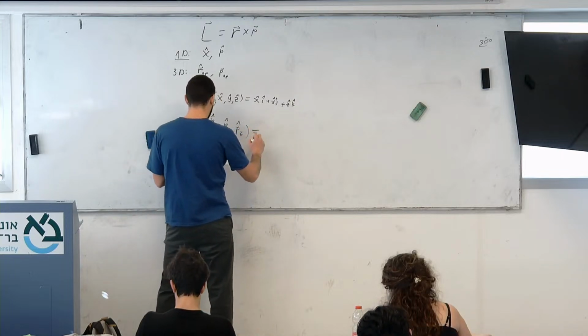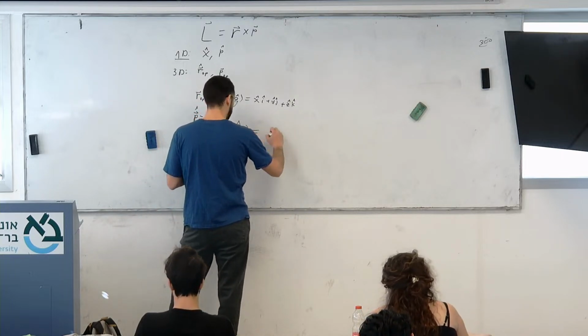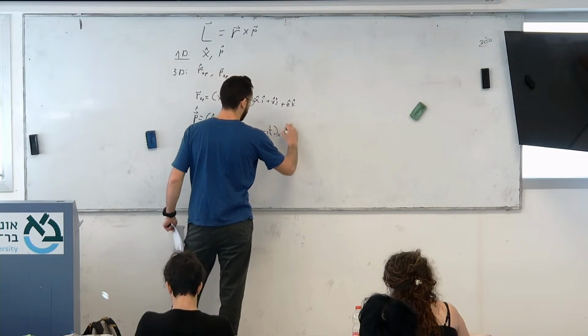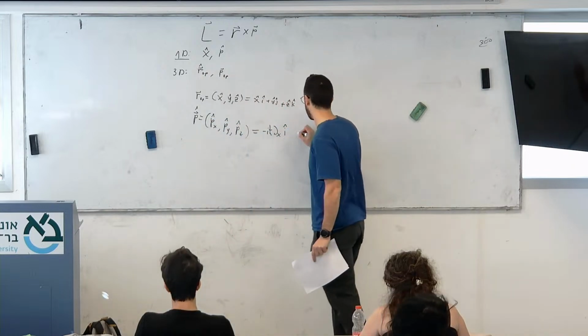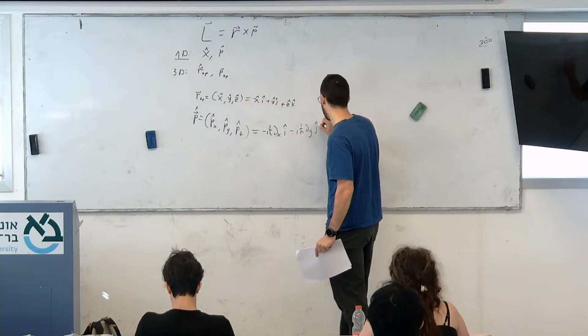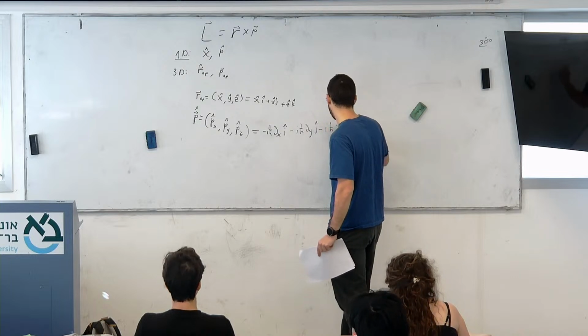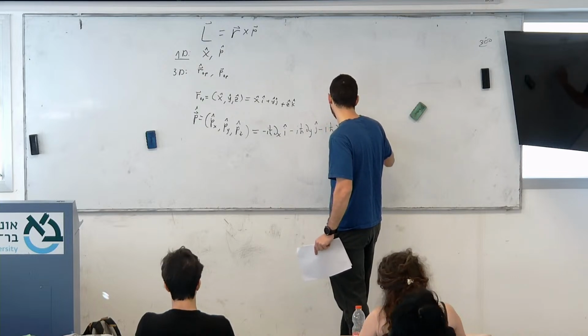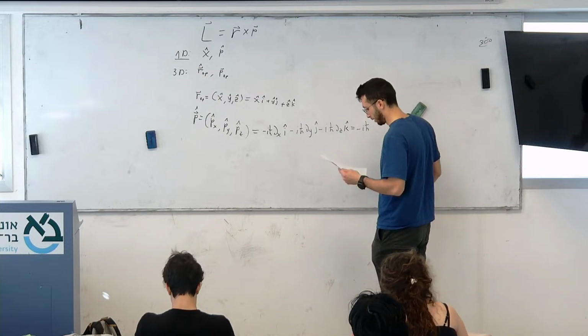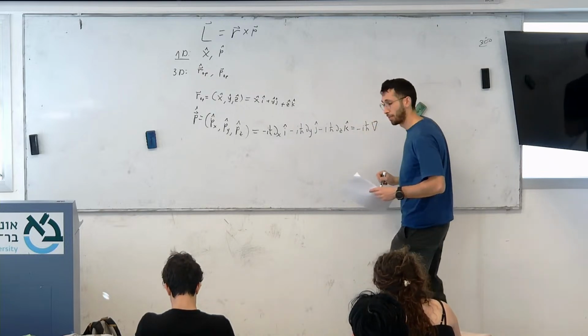Which can be written as minus iħ ∂x i hat minus iħ ∂y j hat minus iħ ∂z k hat, which is equal to minus iħ and another one.